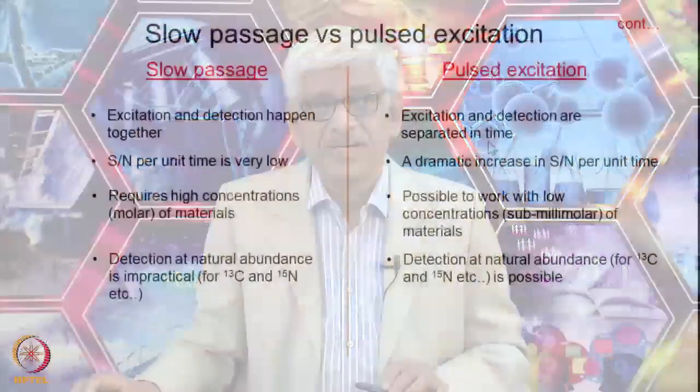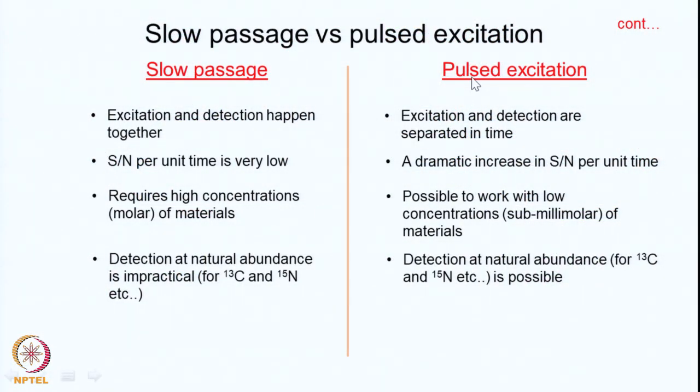So, a consequence of this is the following. Excitation and detection are separated in time in pulse excitation, whereas here excitation and detection happen together. What I mean, excitation and detection are separated in time. We apply an RF, and following the RF, we detect the signal as an FID. So, therefore, signal averaging is much better here compared to this. Here, for one scan, it takes about 15 minutes. For here, one scan takes a few milliseconds, a few hundreds of milliseconds.